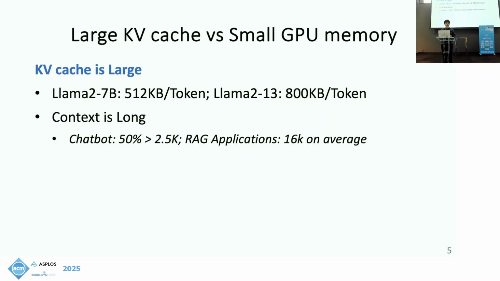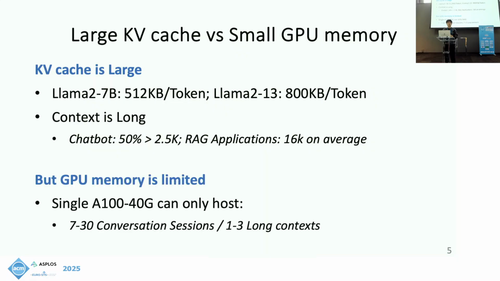First, let's look at the size of HCache. It's big. For example, with Llama 2 family models, the HCache size is 512 kilobytes per token for the 7 billion model and up to 800 kilobytes per token for the 13 billion model. To make the situation even worse, context lengths are usually long. For chatbots, we can see that over 50% of the sessions exceed 2,500 tokens. And in the RAG applications, it's even more long, with average context length reaching over 16,000 tokens.